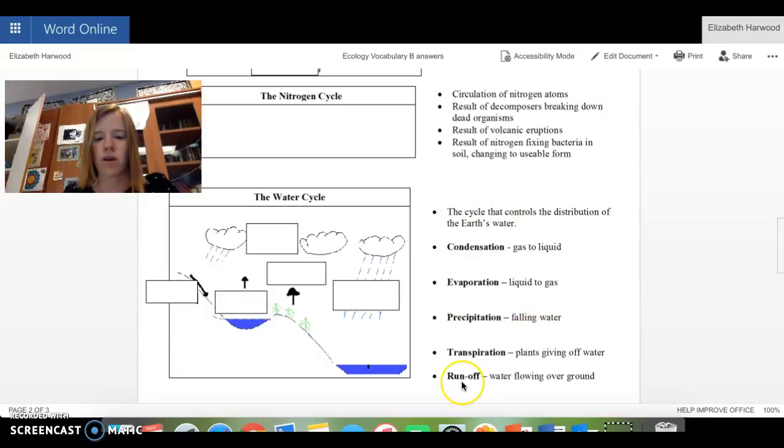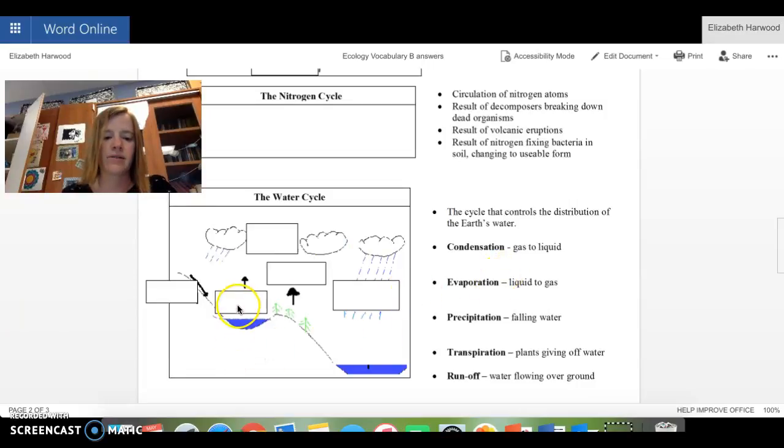Actually, let's go down to the runoff first. Runoff is the first one here. Water flowing over ground. You could see that happening here. Water is flowing down the ground. You write runoff right here. Transpiration going up. Plants giving off water. You can see the plants right here. That's easy. Transpiration. Precipitation is falling water. Here you have with the rain, precipitation.